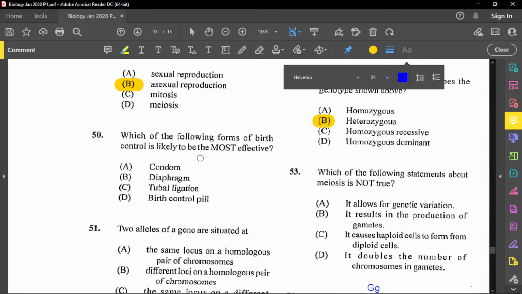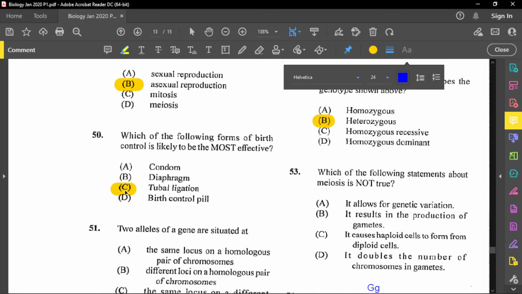Now 50, we can jump into 50 now. It says, which of the following form of birth control is likely to be the most effective? Condoms, a good one, but it can burst, depends if you don't use it properly, if you don't know how to use it. Diaphragm, no, not reliable at all. It can come out of place. Tubal ligation, oh yes, that's the best one.